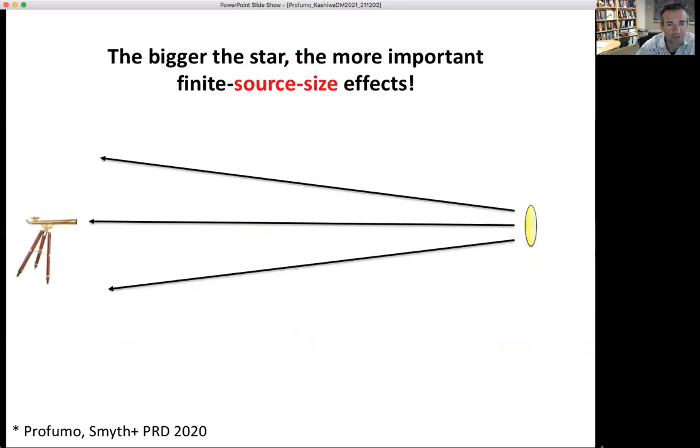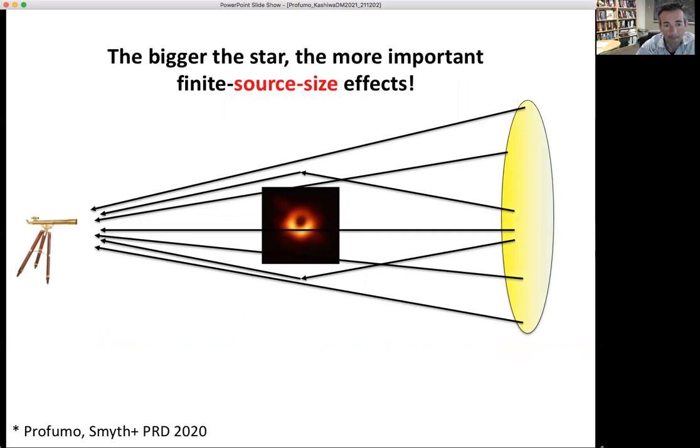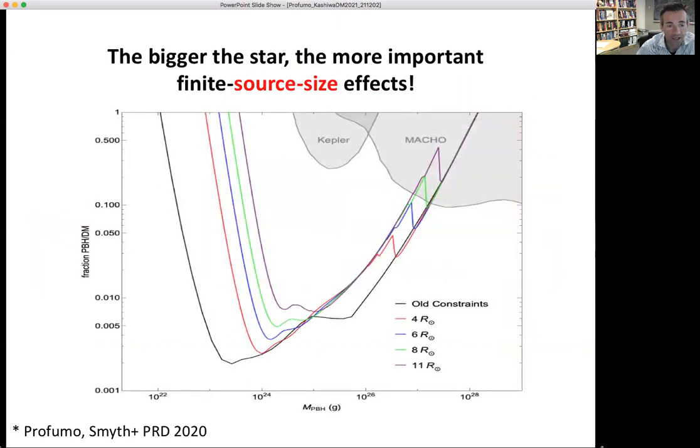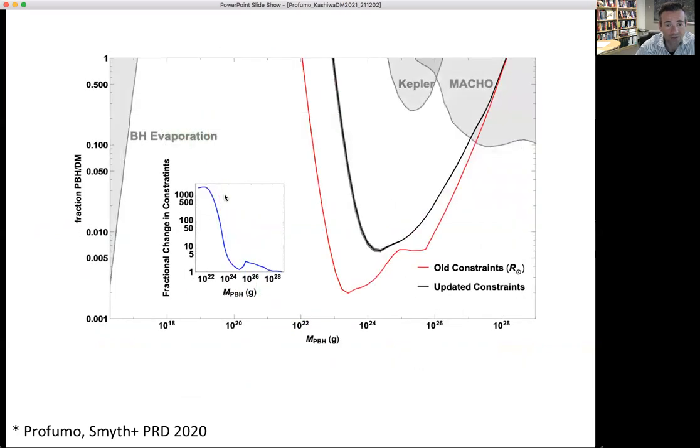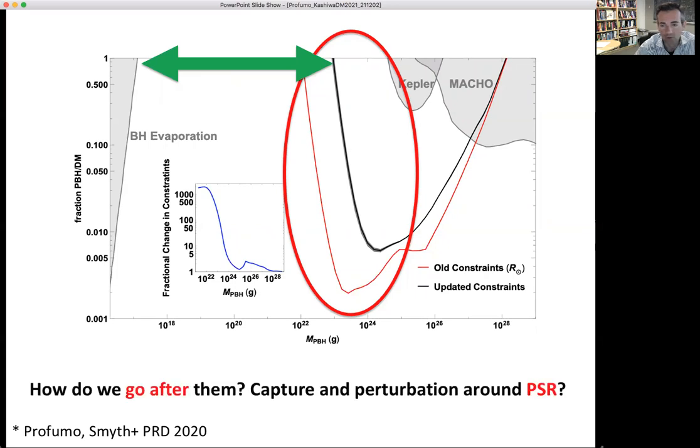In fact, the bigger the star, the more important finite source size effects are. And as it turns out, taking into account the real mass distribution of stars used in HSC constraints on microlensing, we realized that the actual constraints are a lot weaker than what was initially thought. And there is a very large swath of parameter space that is completely viable where primordial black holes can in principle be 100% of the dark matter. So the question is, of course, how do we go after them?